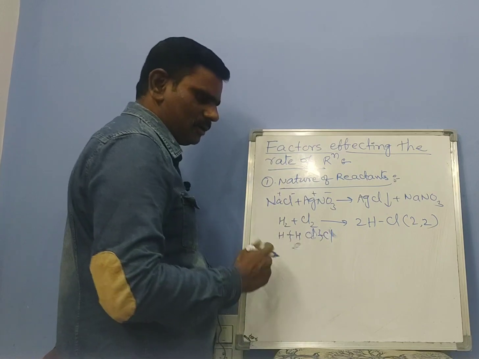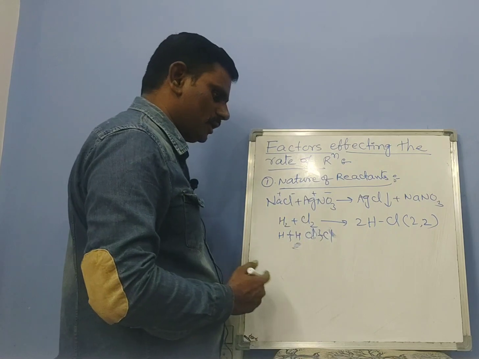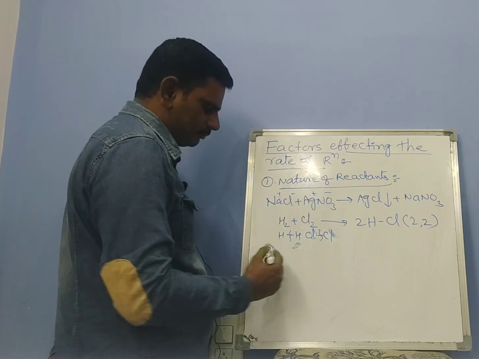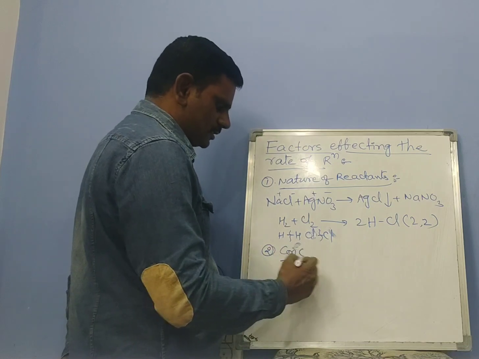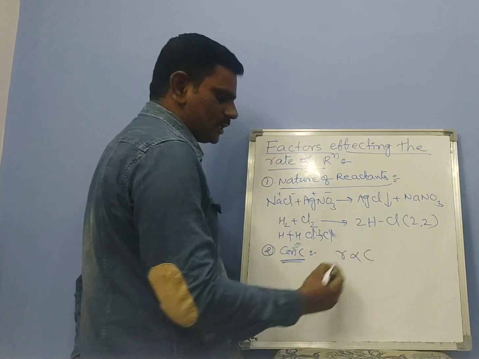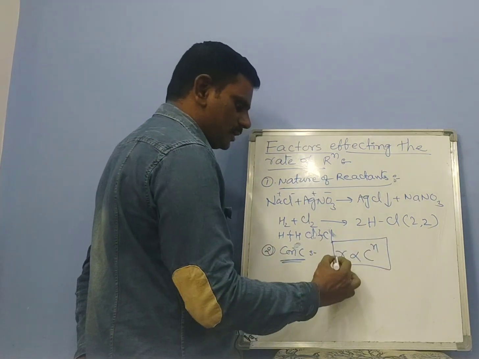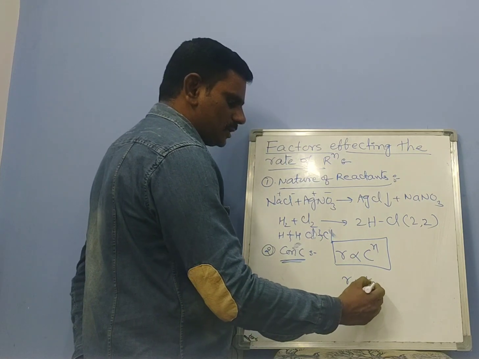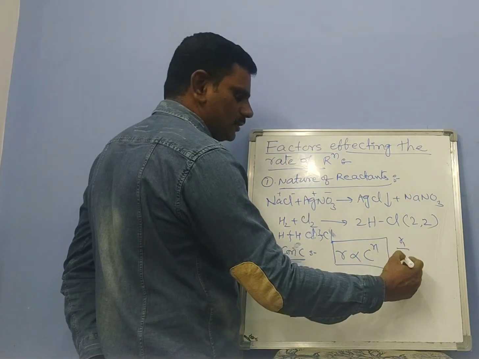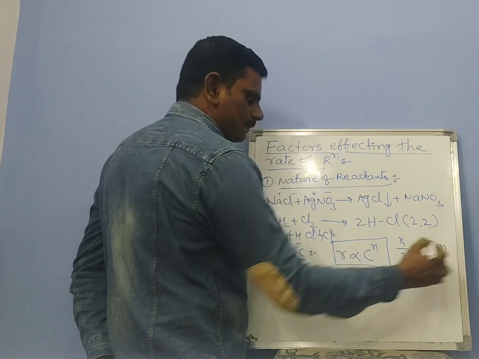In the same way, we will discuss some more reactions in this. And second one, concentration of reactants. Rate of reaction is directly proportional to the concentration of reactants. R is directly proportional to C^n. R equals K into C^n. From this we can write R1 by R2 equals (C1 by C2)^n.